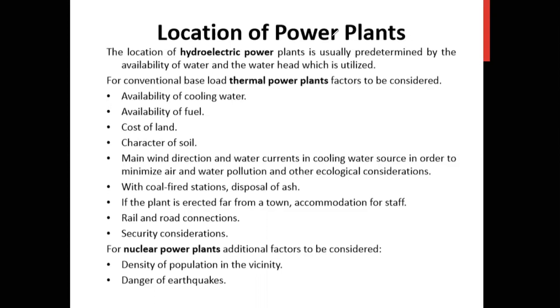The Ashuganj power plant, the largest power plant in Bangladesh, is situated by the Bhairab river. Okay, so these are the availability factors.